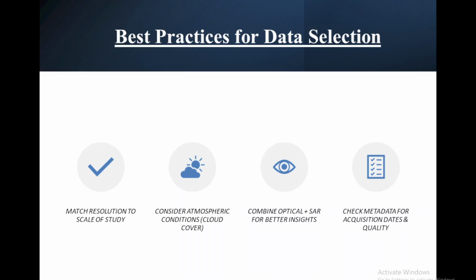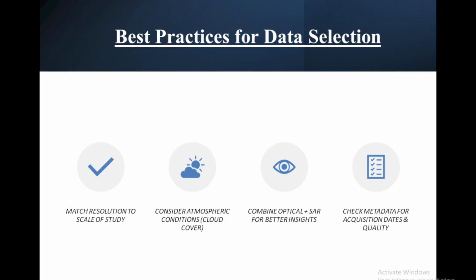Moving on. Best practices for satellite selection. There are four. I would say four right now because many of you will gain a lot of information from these four, and then we can discuss the others. Match resolution to scale of study. You have to know what is the spatial resolution of your data set and at what scale you can map or report your findings.